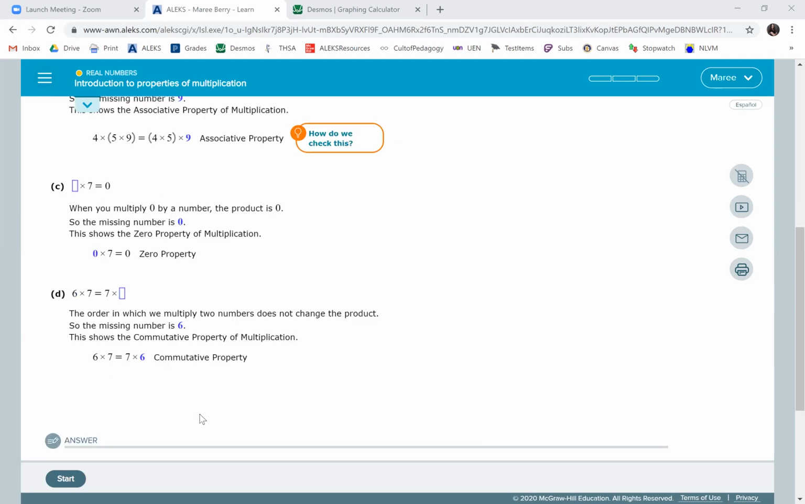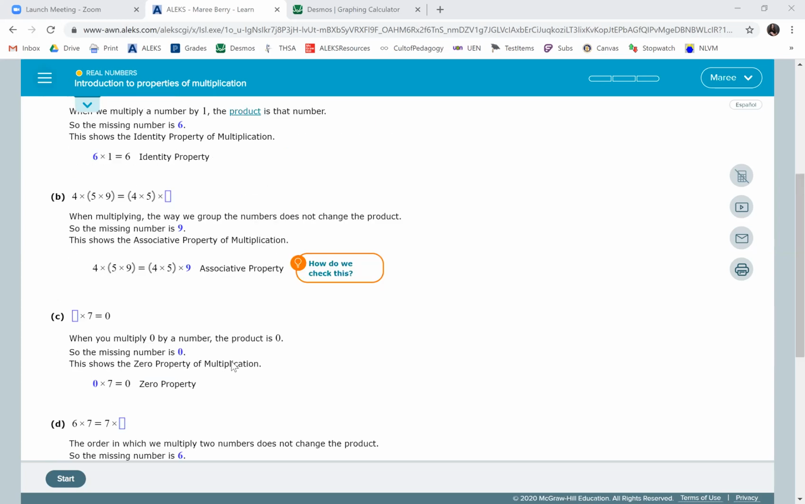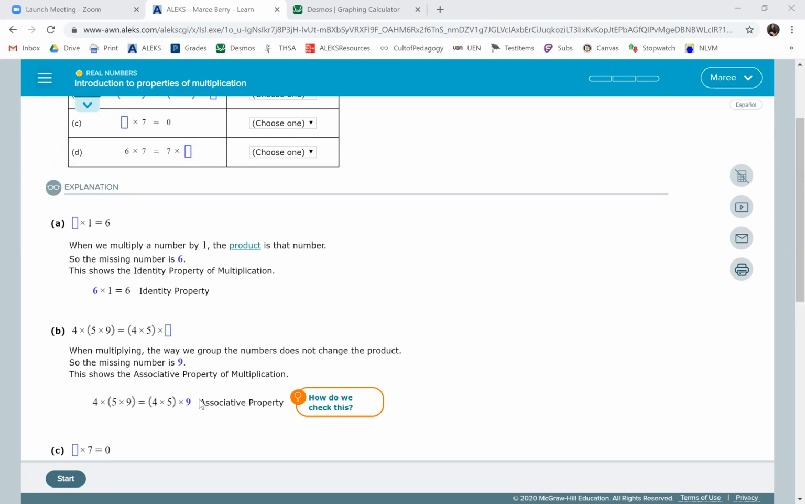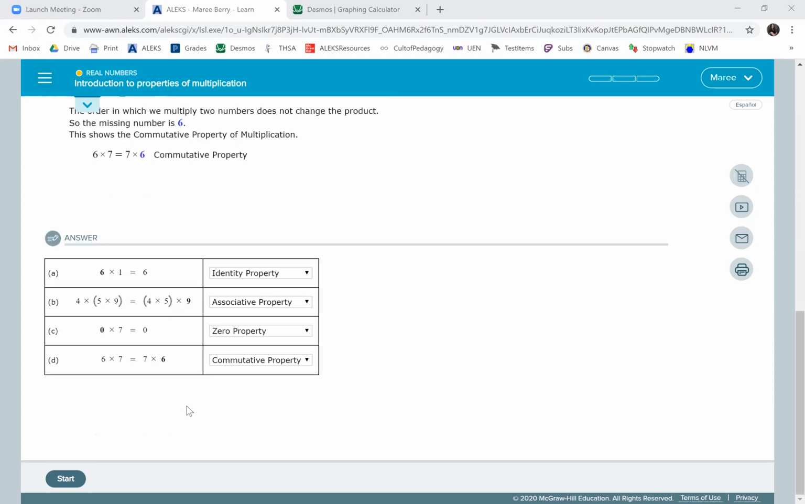And then when you change the order of the problem, so the numbers change order, that's commutative. So if they change the order, it's commutative. If they don't change the order, but the parentheses change, that's associative. Those are the two that I think kids get confused with the most. I think the 0 property is pretty straightforward. You multiply by 0, you get 0. And then identity, I always just remember keep your identity, multiply by 1.